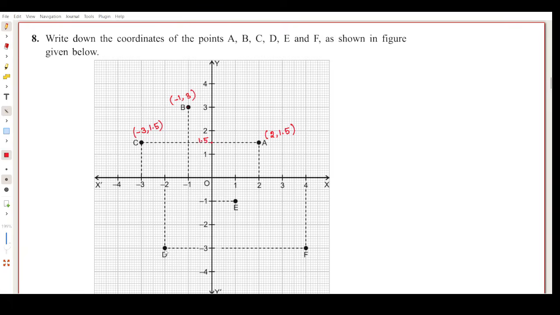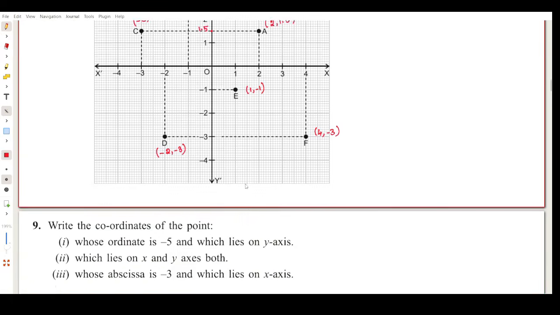Next, CD1 is (-2, -3). E1 is (1, -1). F1 is (4, -3).